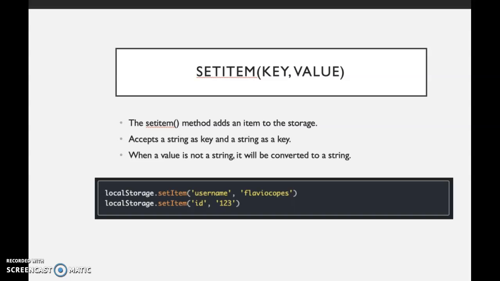So here we've got a couple of examples. We have setItem, with key and value. The setItem method adds an item to the storage and accepts a string as a key. When a value is not a string, it will be converted into one. As we see here, localStorage.setItem, we have username, and then we have our ID. So this is the storage, and this is what's going to be my stored value.